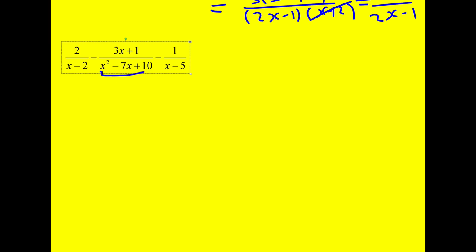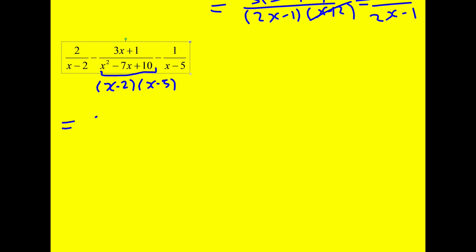So I'm not going to write the whole thing out. I'm just going to try and factorize this. I'm going to get x and x, and then I know that I've got a negative here and a positive here, so they're both going to be negative. It can only be minus 2 and minus 5. Oh look, exactly the same as what we've got here. So I can just be a bit smarter.